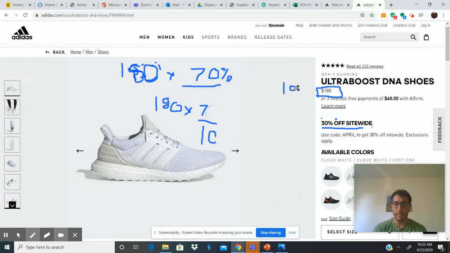So, 180 times 7. 7 times 0 is 0. 7 times 8. Well, I have to think. My 7 times tables, right? I know that 7 times 8 has to be 56. Put 6. I carry the 5. Now, 7 times 1, 7. Plus 5, get 12.